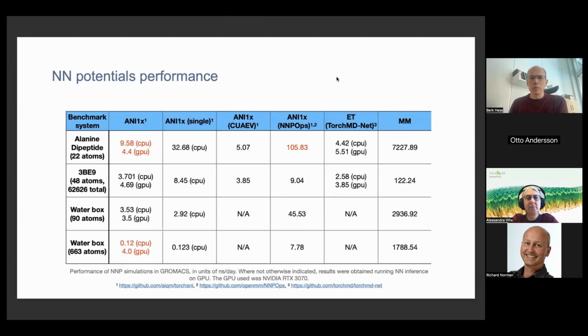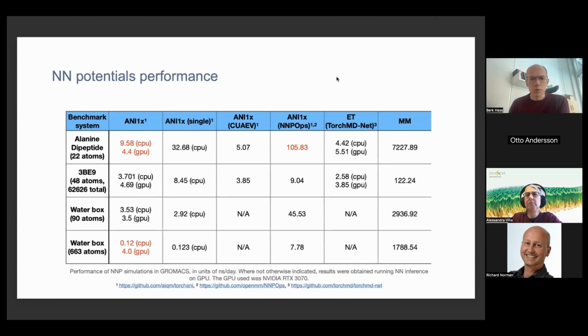So here are some preliminary performance numbers. The numbers depend very much on both the size of the system and the complexity of the model, and also the implementation of the model. In the complete right column, there's the classical speed of the simulations, where all numbers are nanoseconds per day. So it's microseconds per day. For these very small systems, you can run them very fast.